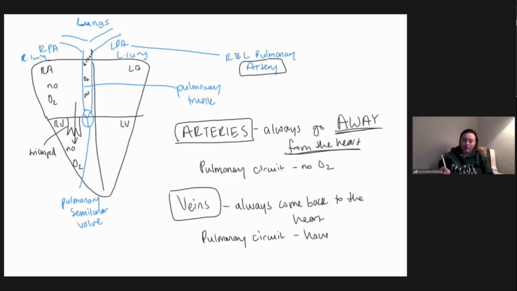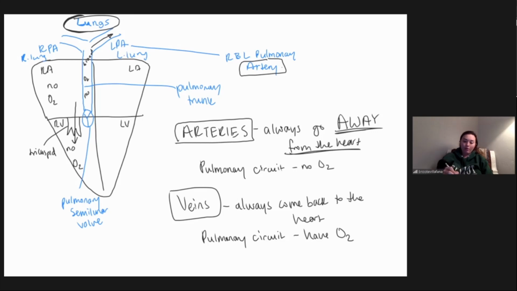So this is the thing that is confusing, because some of us learned veins never have oxygen and arteries always have oxygen, but that's not the case, because in the pulmonary circuit, everything's kind of flipped. So again, pulmonary arteries go to the lungs to get oxygen. And then what happens? The lungs give that oxygen, and we basically go through a series of vessels.